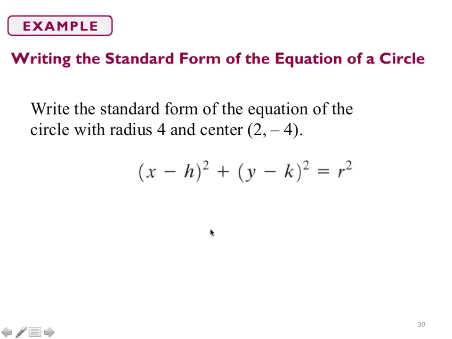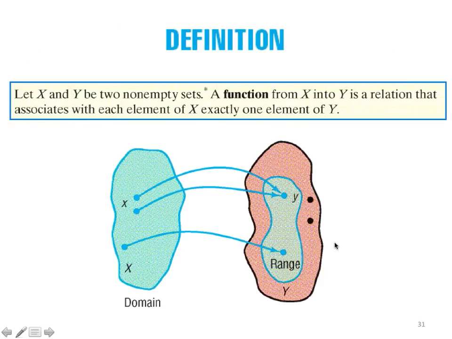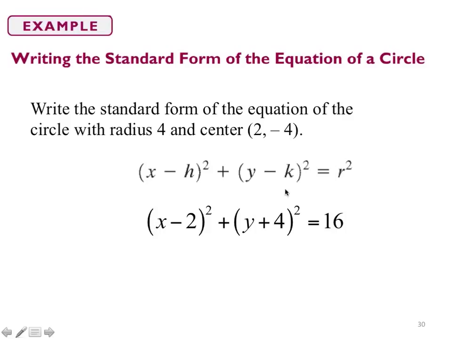So if we look at this example here, we want to write the standard form of the equation of a circle with a radius of 4 and a center at 2, -4. So we always have h comma k, so we're going to plug those into our equation. So we have x minus 2, because it's x minus h, plus y minus -4, which is our y minus k, so it becomes y plus 4, equals r squared, which is 4 squared, which gives us 16. So this is in standard form because it's factored with your x and your y, and that's how you'd like to leave it if you want to leave it in standard form.